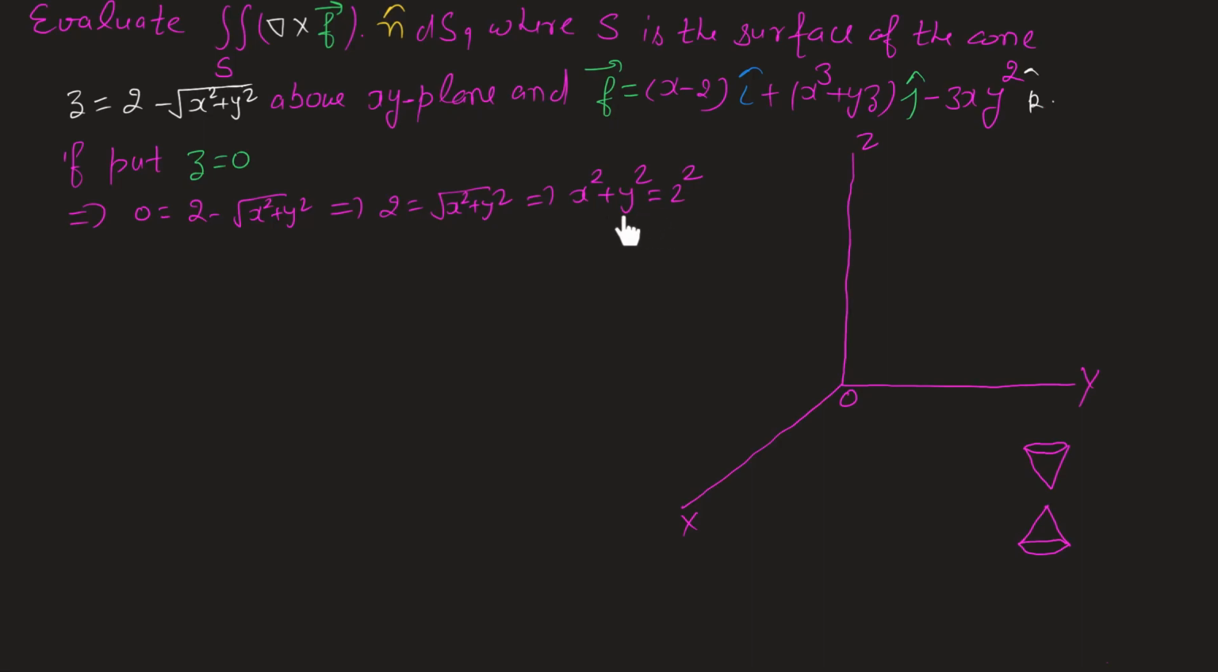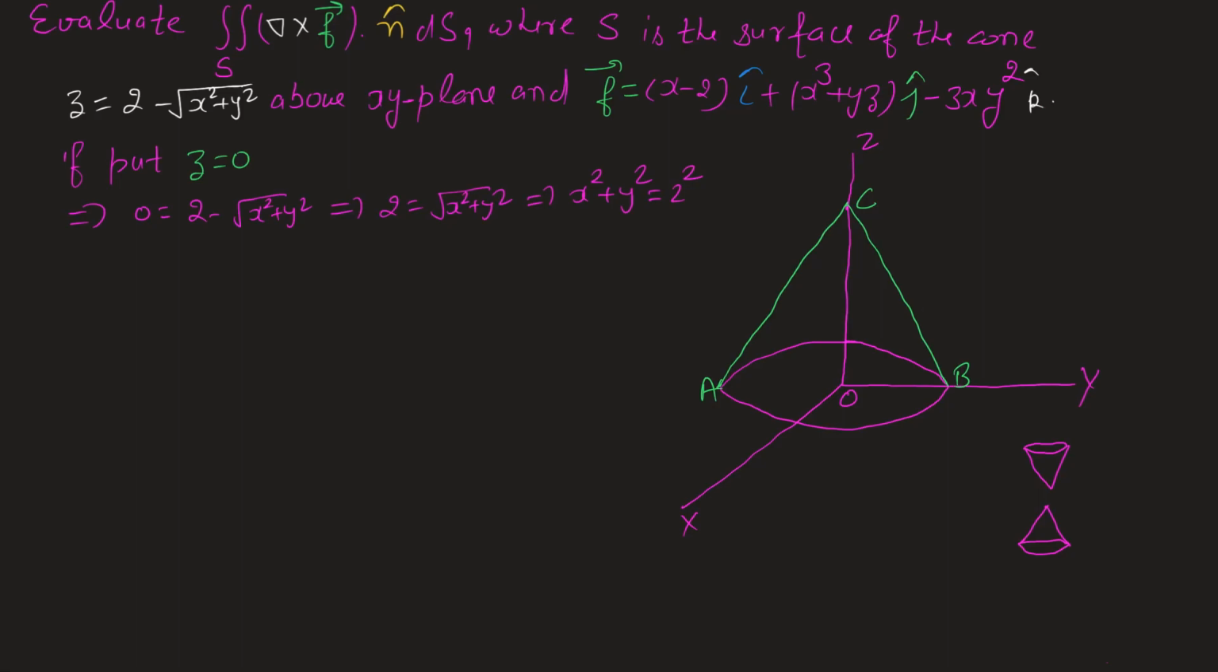So here, in the xy plane, when z is equal to 0, this is a circle. Let me draw the circle. The circle radius is 2, so this is the circle. Now we will make a cone, and this will be the cone. You can name it A, B, C. Okay, so this is the cone.